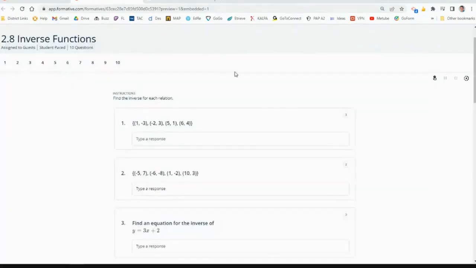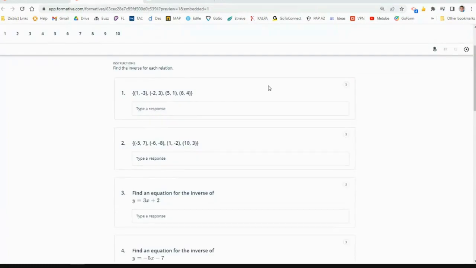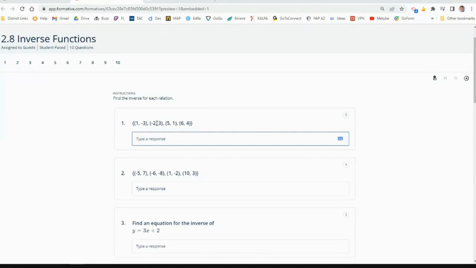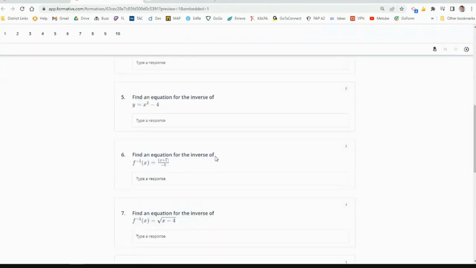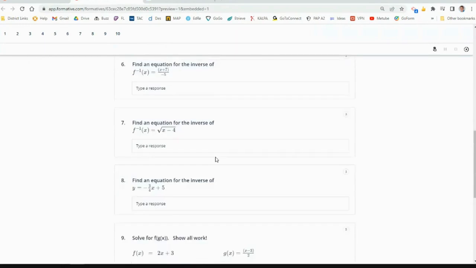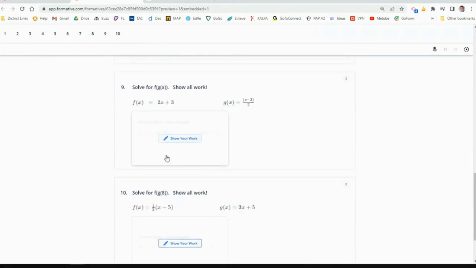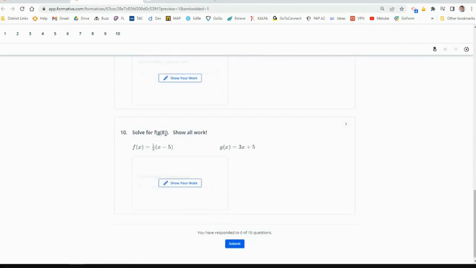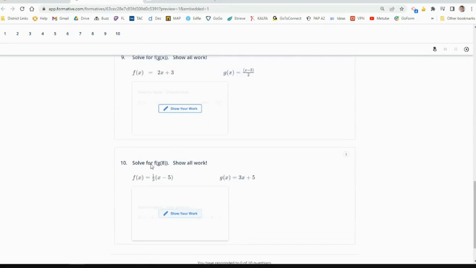Okay, so with that, we haven't learned how to find the equation for it yet, but I want to look at the first two problems you see. Find the inverse for each of these relations, and I give you points. Now, the rest of this is finding an equation for it. Well, these last two, you know how to do. Solve for f of g of x, where you take g of x and substitute in there, and this is f of g of 8. Find g of 8 and substitute in for f.